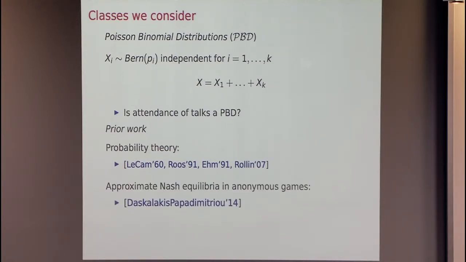And more recently, this was studied in the context of approximating the Nash equilibria of anonymous games by Daskalakis and Papadimitriou. And in another work, Daskalakis, Diakonikolas, and Servedio looked at the sample and time complexity of learning Poisson binomials.